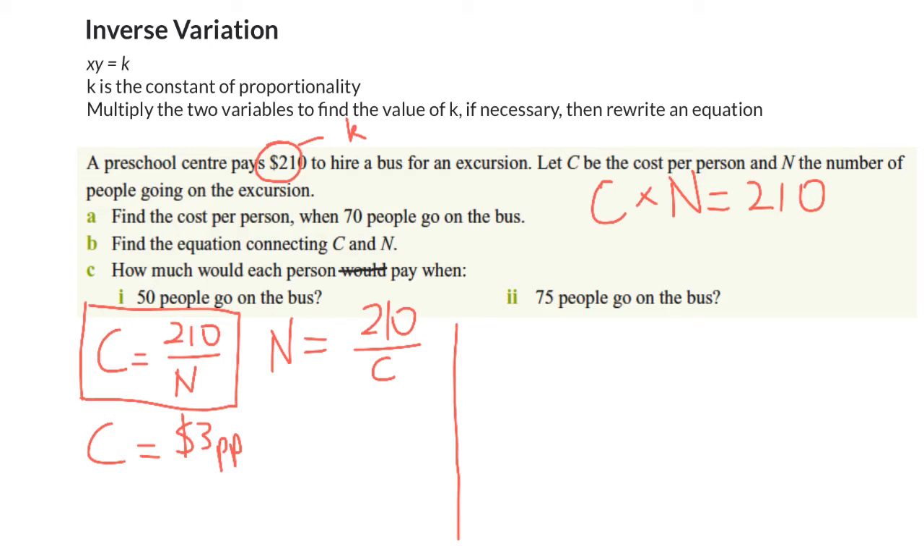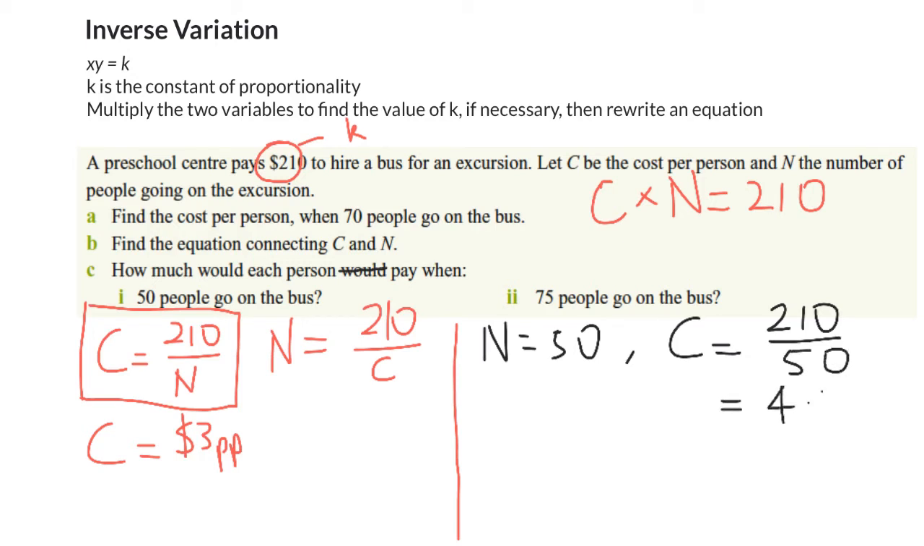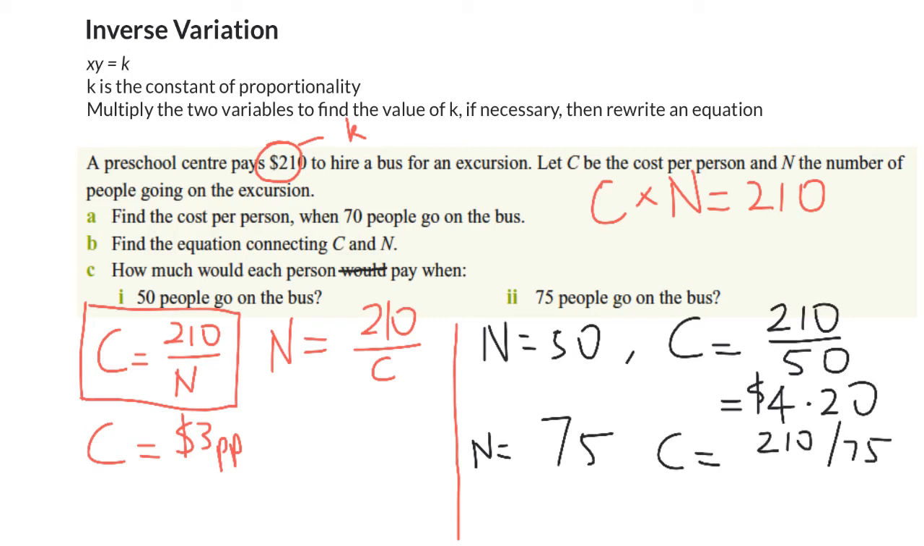How much would each person pay? Well, if n equals 50, our cost is going to be 210 over 50, which is $4.20. And if we put 75 people on the bus, our cost would end up being 210 over 75, which would be $2.80 per person.